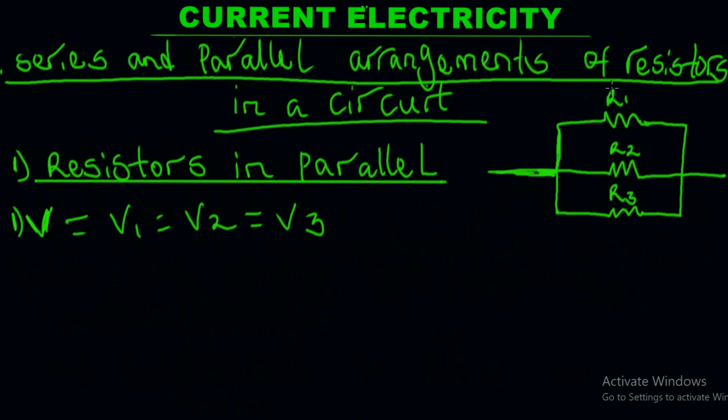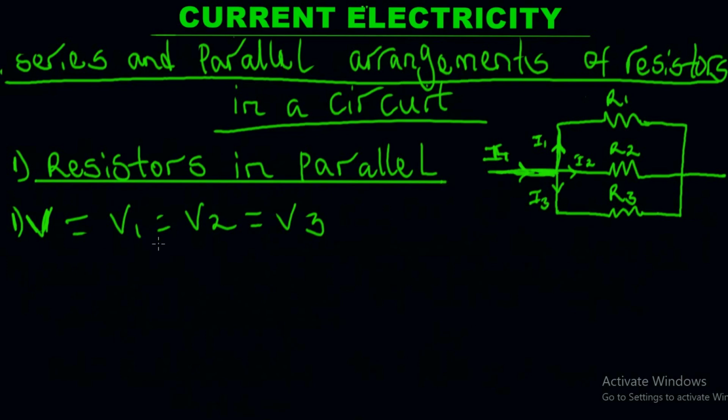The current flowing through each of these resistors is different. Remember what I talked about? If this was the total current, this current, when it flows, is passing through the circuit. When it comes here, it has to split. Part of it will go to R1, let's say I1. Part of it will go to R2, let's say I2. Part of it will go to R3, let's say I3.